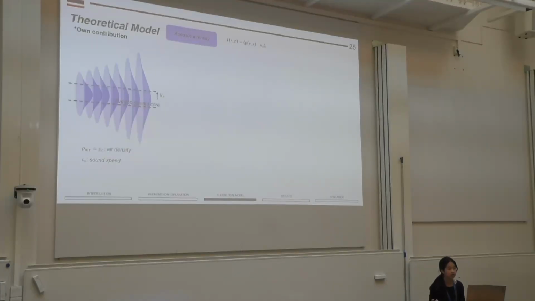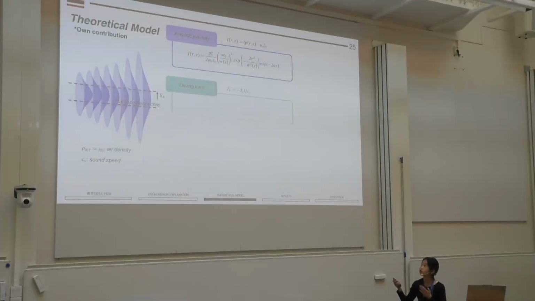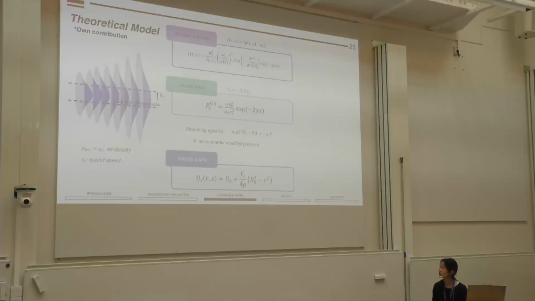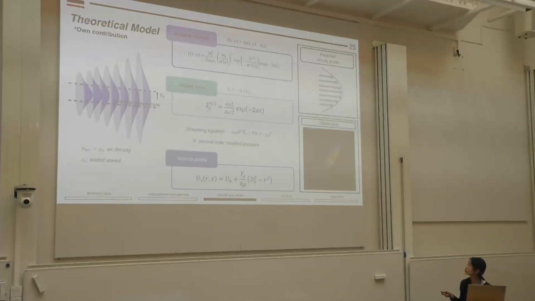Utilizing the equation from the past slide, we can calculate the acoustic intensity to be this equation. From that, we can calculate the driving force of the streaming velocity, or the air caused by streaming. After that, through the utilization of the streaming equation and the second-order modified pressure, we arrive at the velocity profile from acoustic streaming. This is our own derivation. However, the full derivation is too long to show, therefore we included it within the appendix. We predicted the velocity profile to be similar to a parabolic profile as seen here, and in our experiment, it was shown to be true.